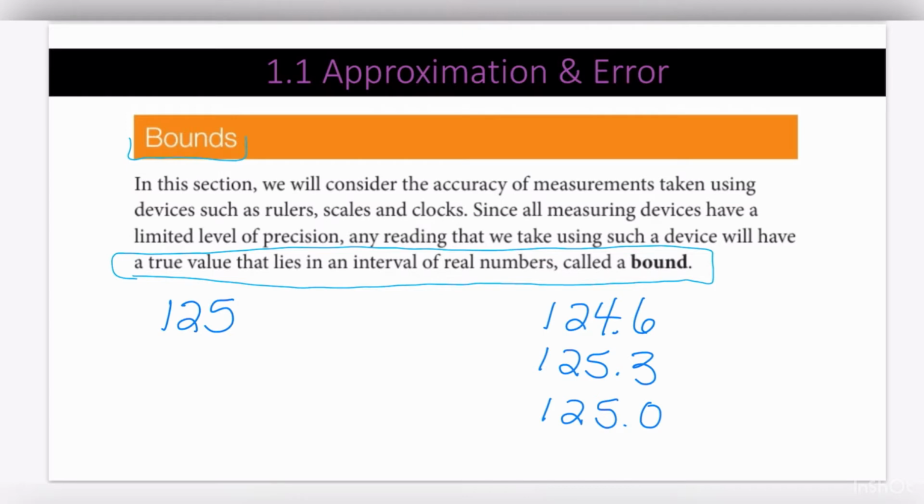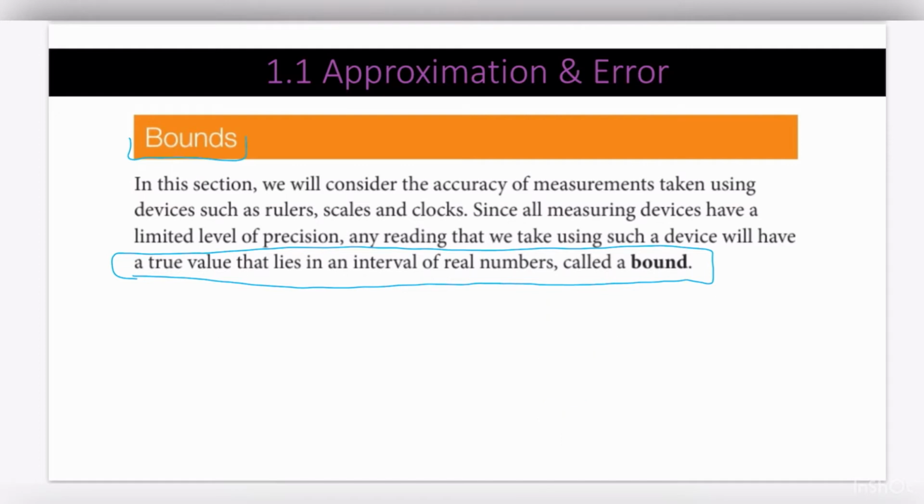And then we can continue this process with another scale that might give you 2 decimal places. So it might tell you that you actually weigh 124.58. Do you see how this goes? So depending on the instrument that you're using, then that's basically the level of precision that you're going to get. So how do you find a bound in one of these problems?